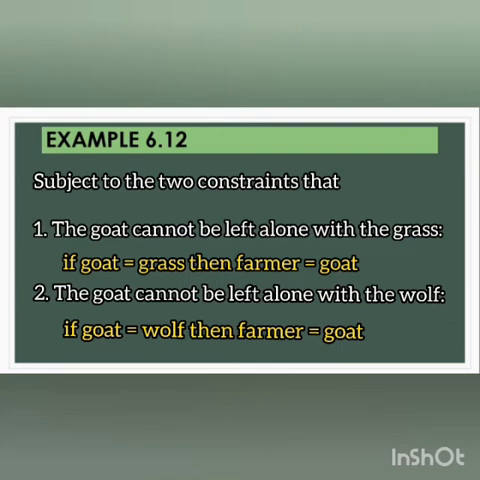That is the meaning. And the second condition is the goat cannot be left alone with the wolf. Here also, in case both are at the same side, the wolf will automatically eat the goat. And the condition is if goat is equal to wolf, then farmer is equal to goat. So, the goat should be carried with the farmer. In both conditions, the goat should always be carried with the farmer or it should be alone. That is the meaning. So, these are the 2 constraints to be used in this algorithm.